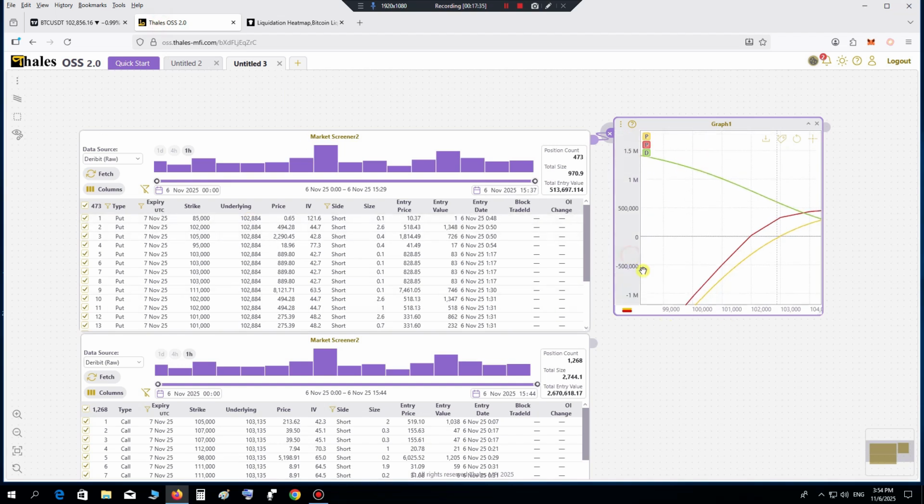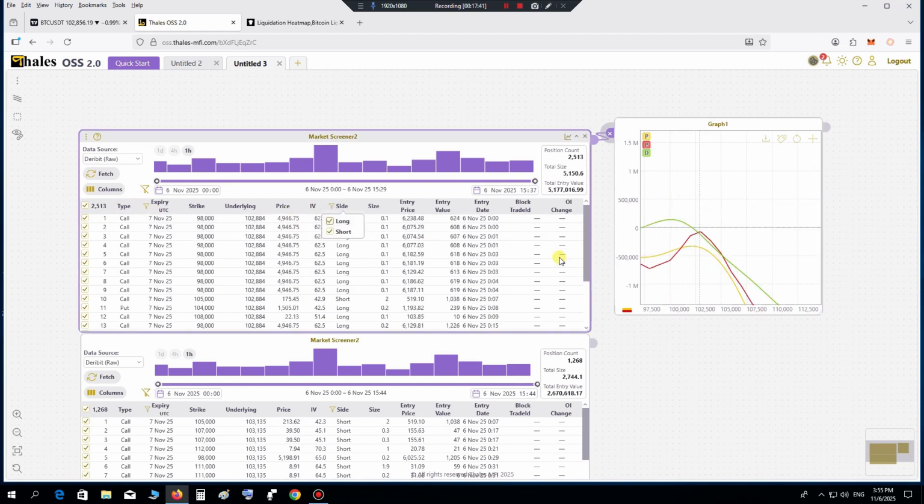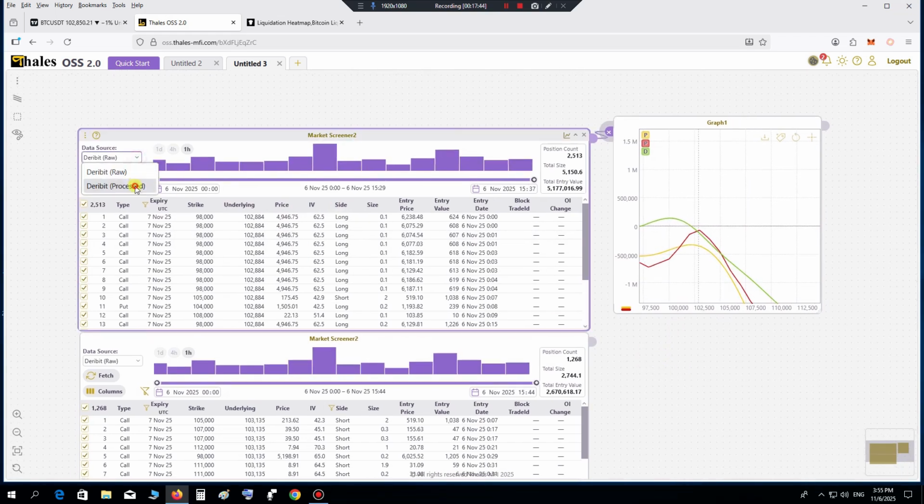All right. So that's the breakdown of the trades. Now let's move on to the process database.